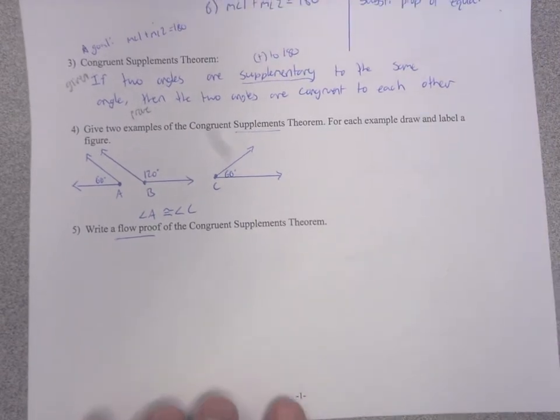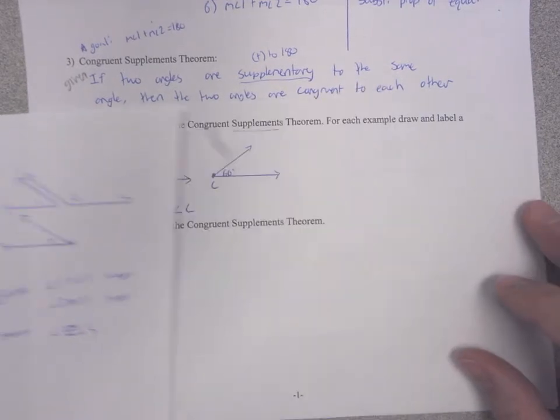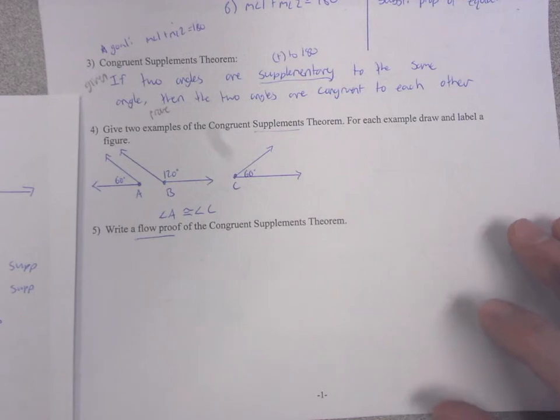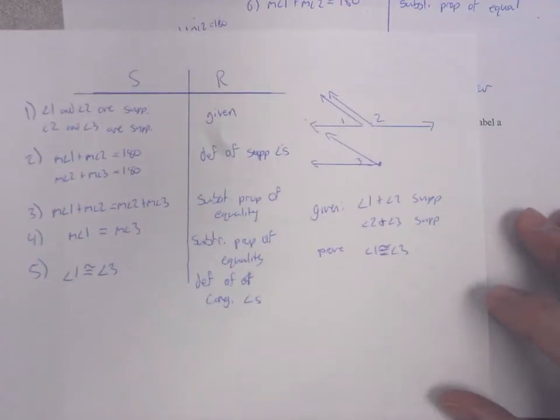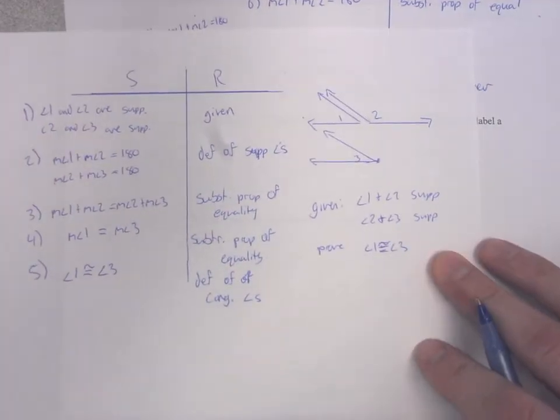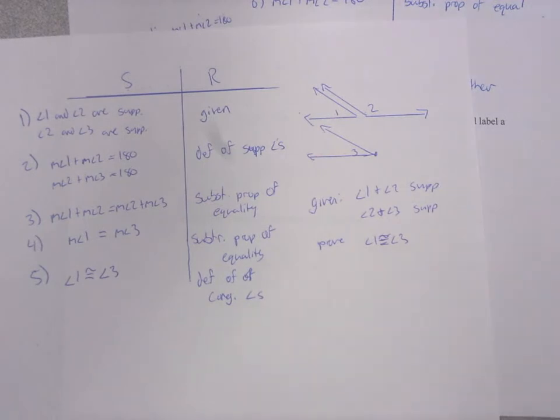It's statements and it's justifications, and every statement needs to be justified. It's just the way that you write it is a little bit different. In a two-column proof, you organize them in two columns. In a flow proof, it's almost like a flow chart. Every statement is going to be in a box, and then we're going to draw arrows in between them to show the logical flow.